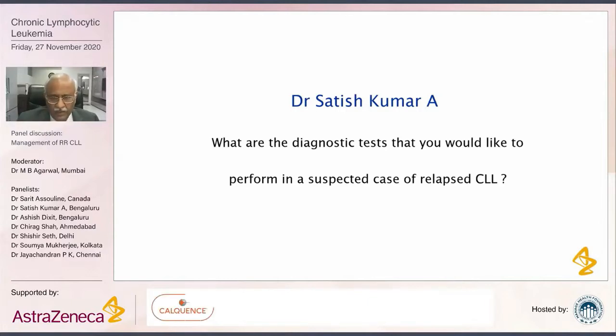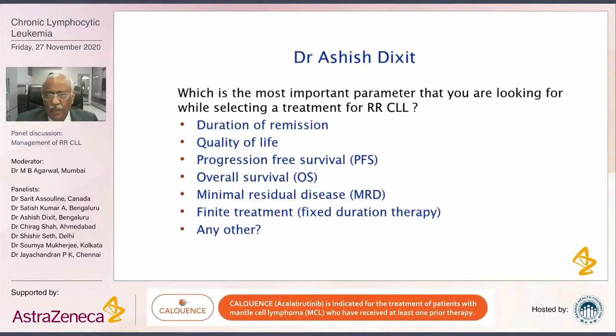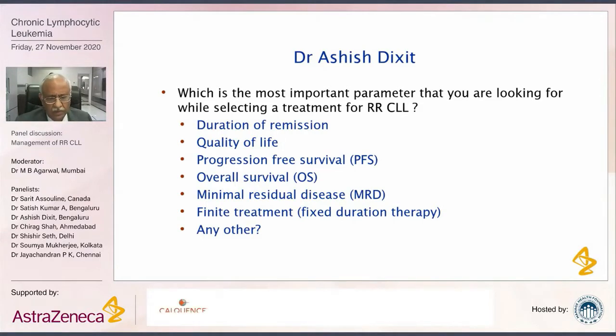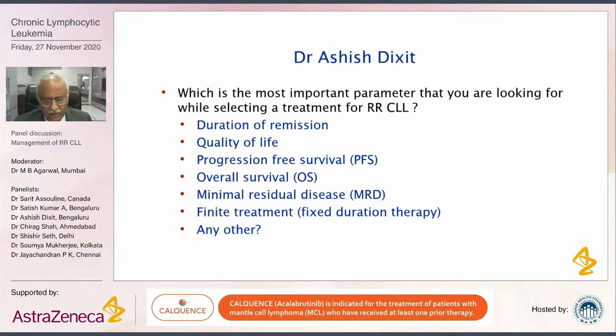We move to the next question. This is a question to Dr. Ashish. Which is the most important parameter that you are looking for while selecting a treatment for a relapsed CLL? Duration of remission, quality of life, PFS, OS, MRD, fixed duration therapy, any other or even a combination of these? Ashish?